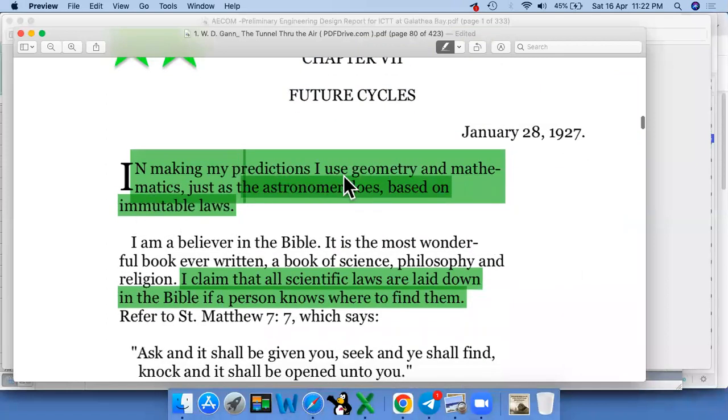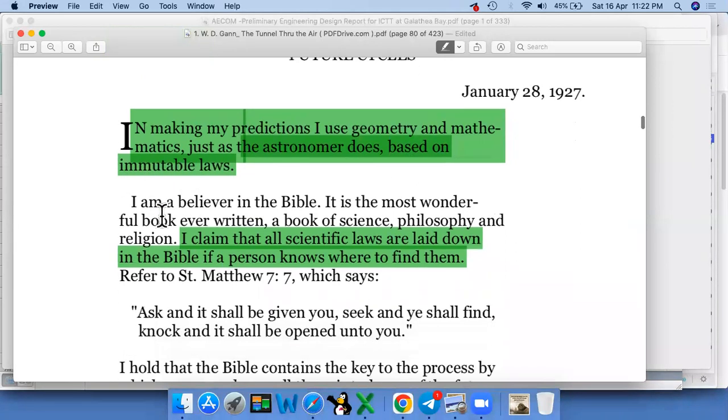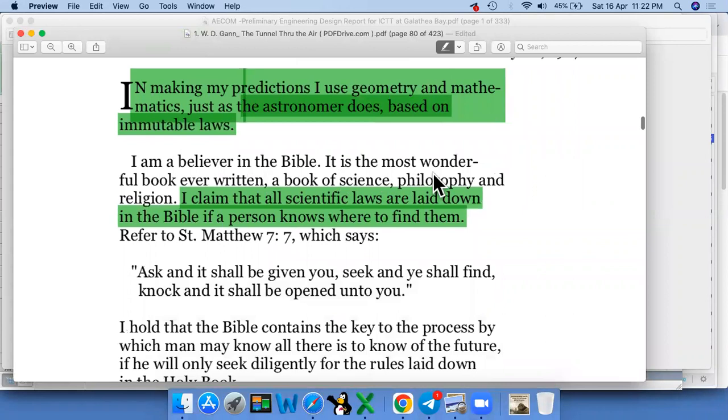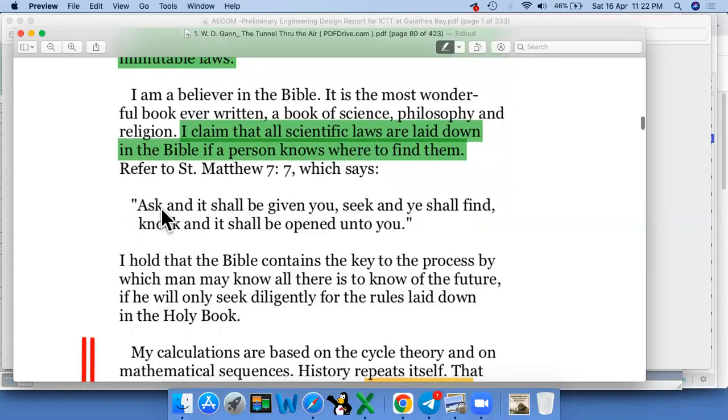In making my predictions, I use geometry and mathematics just as the astronomers do, based on immutable laws. I am a believer in the Bible. It is the most wonderful book ever written, a book of science, philosophy, and religion. So again, he is trying to say that it is more about science. I claim that all scientific laws are laid down in the Bible if a person knows where to find them. So it's more important that we need to know exactly what is to be found out.